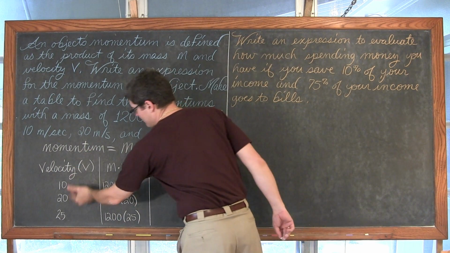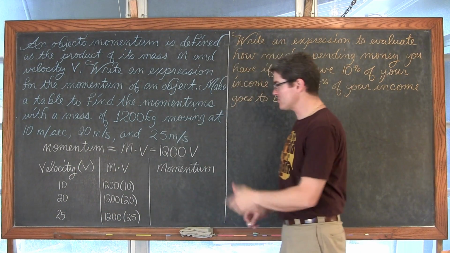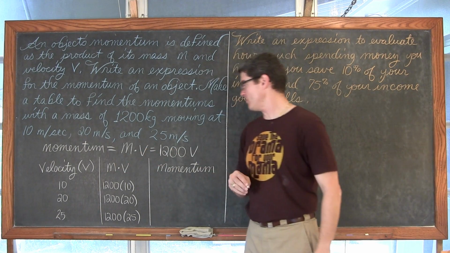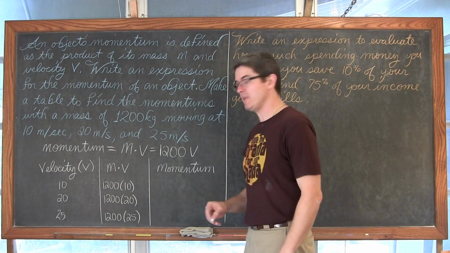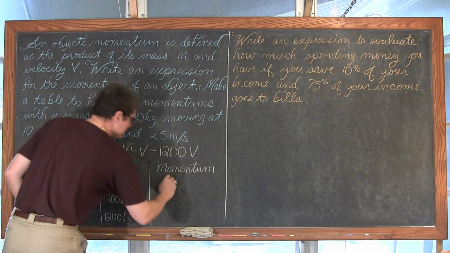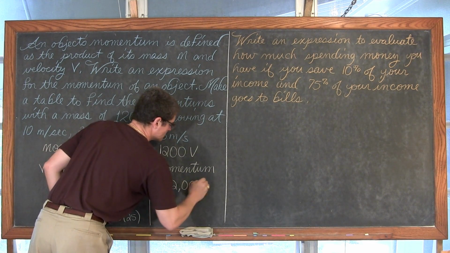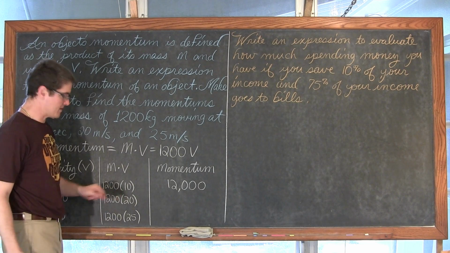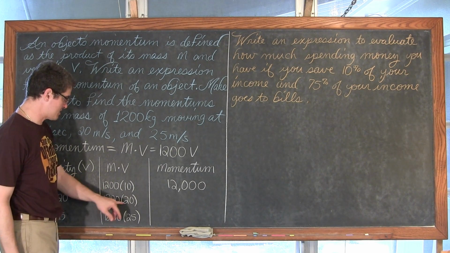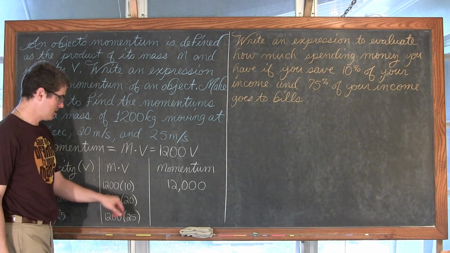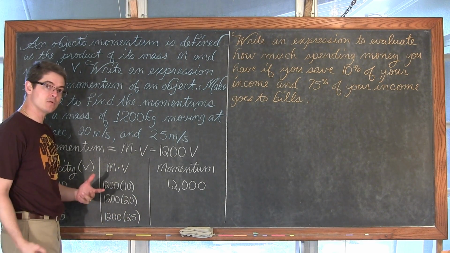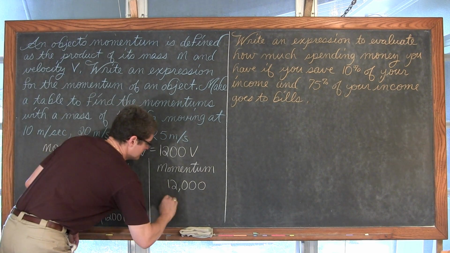We have our three values of velocity that we want to use. We have our expression of mass times velocity, and our momentum is simply going to be the product. So 1,200 times 10 is going to be 12,000. We have 12,000 times 20, which is going to be twice as much, or 2 times 12 is 24, with 1, 2, 3 zeros after it, so it's going to be 24,000.